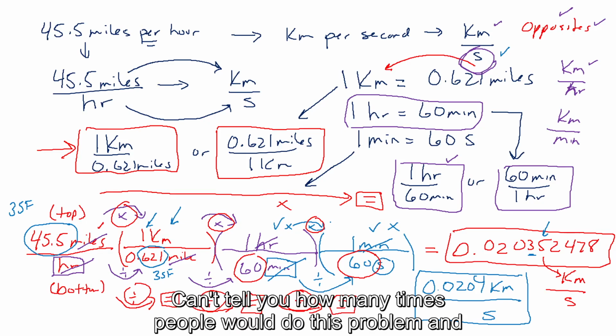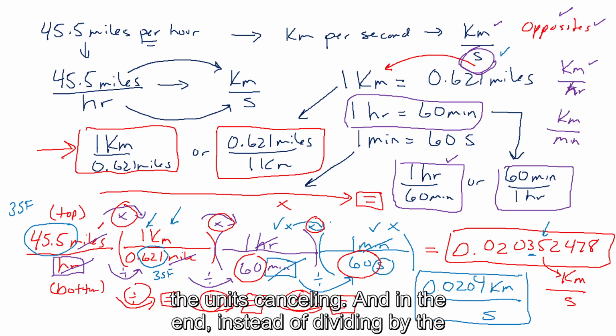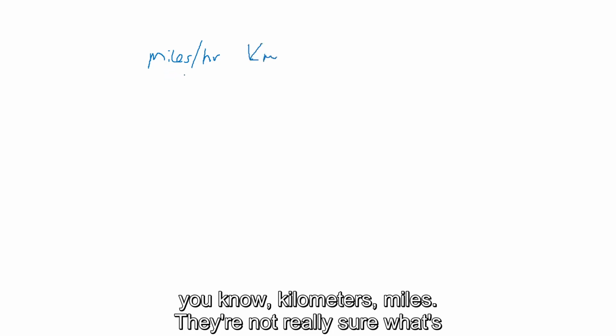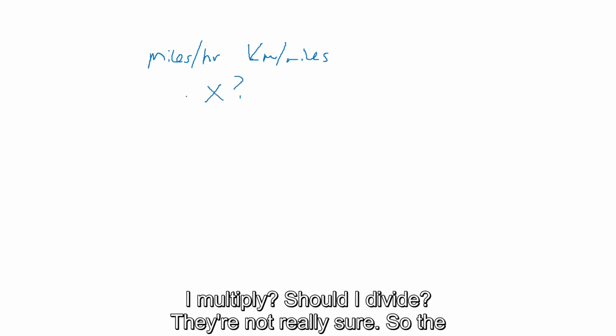Can't tell you how many times people would do this problem and not set up dimensional analysis where they could see the units canceling. And in the end, instead of dividing by the 60 on the bottom there and the 60 on the bottom, they will end up multiplying by those things. That happens a lot of times when people just kind of write units like this, miles, hours, kilometers, miles. They're not really sure what's on top, what's on the bottom. They're not really sure, should I multiply? Should I divide?